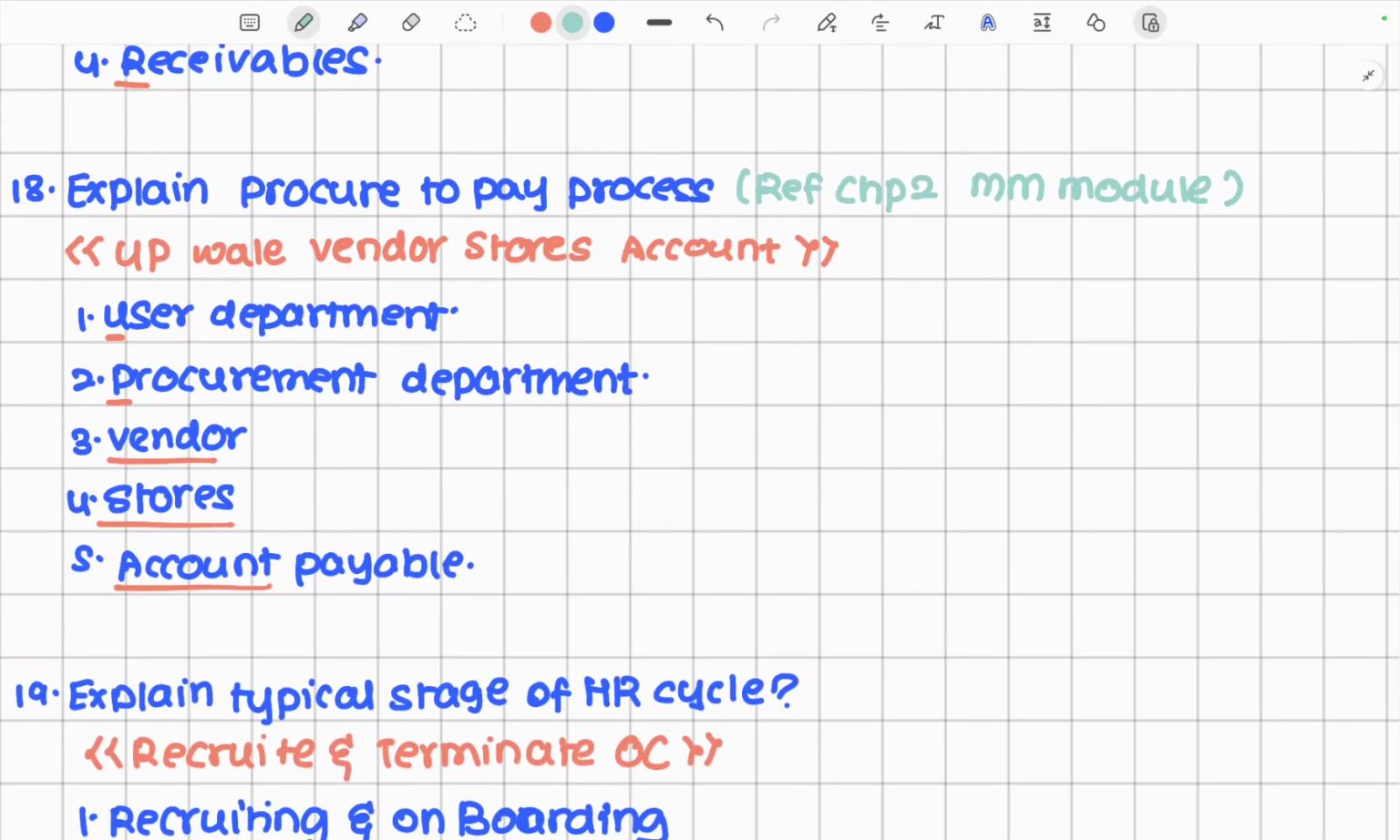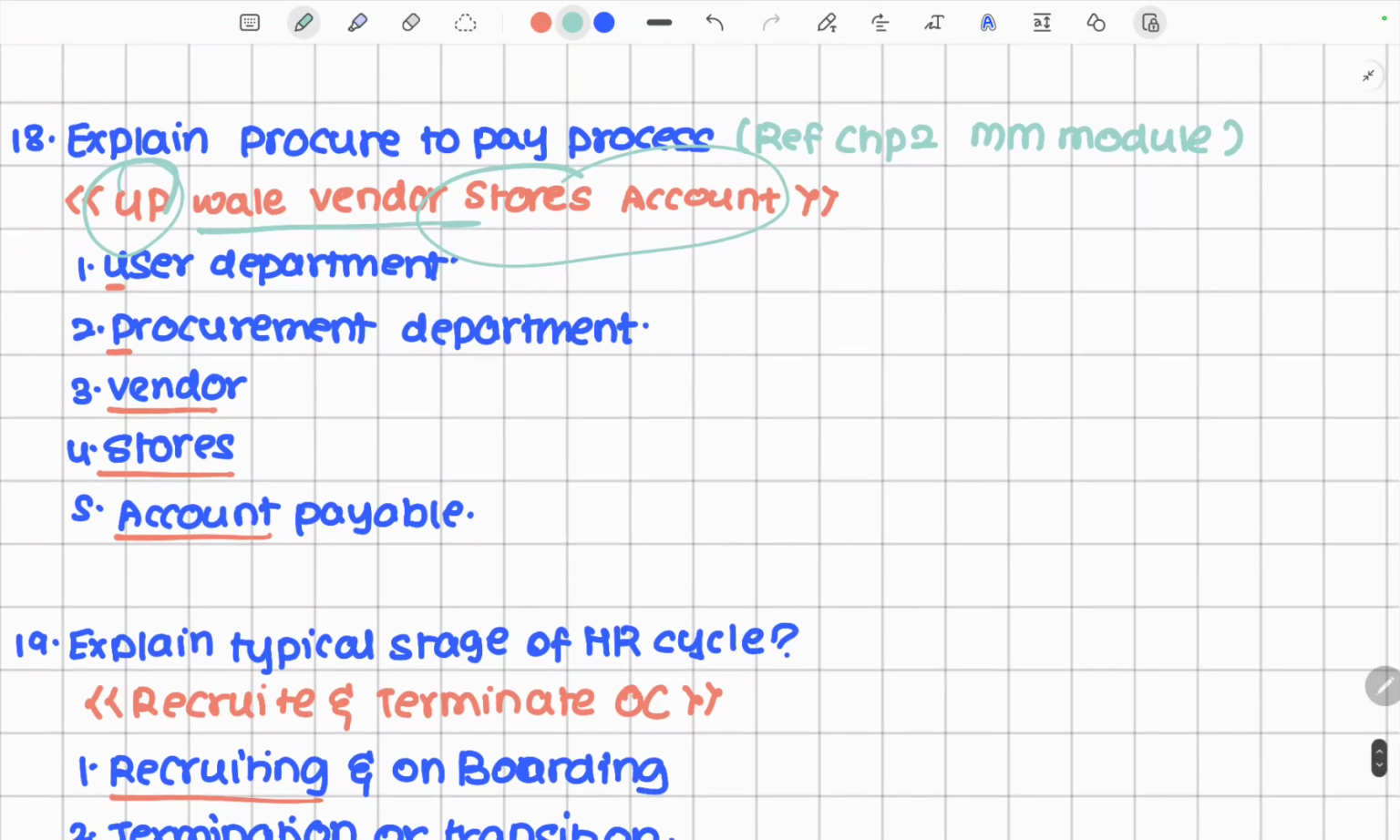Explain procure to pay process. This one is related to the material management module from chapter 2, so please refer to that. And the cheat code is UP wale vendor stores account. Whom are you going to pay? You are going to pay the UP wale vendor, for what? In the stores account. So UP wale vendor stores account, that is user department, procurement department, vendor, stores, accounts payable.